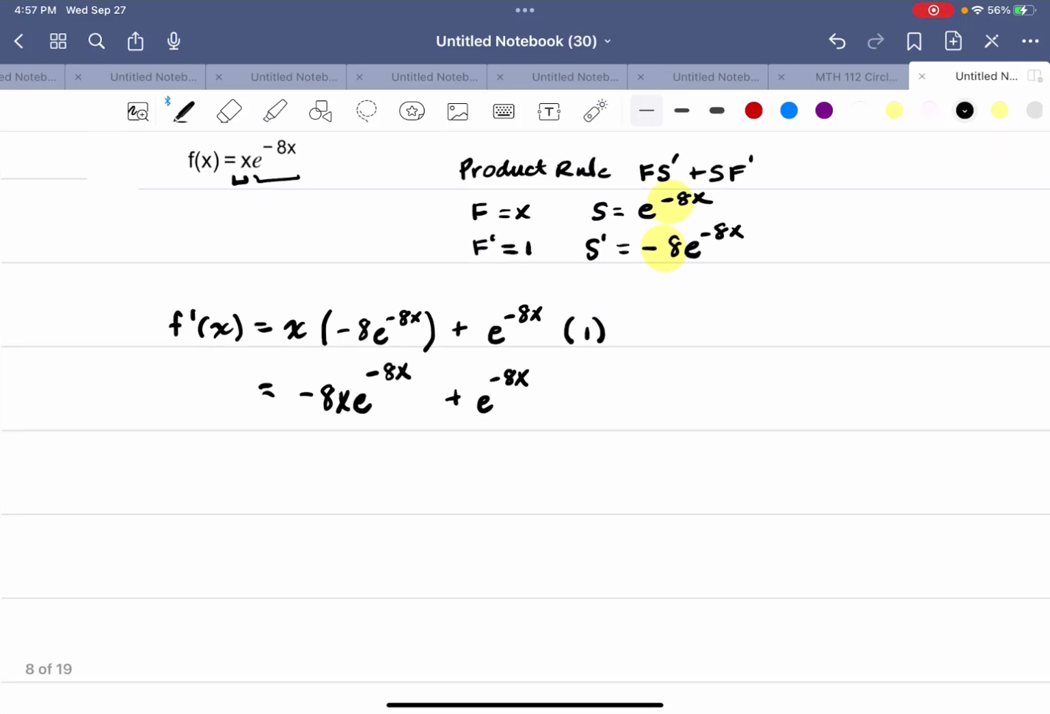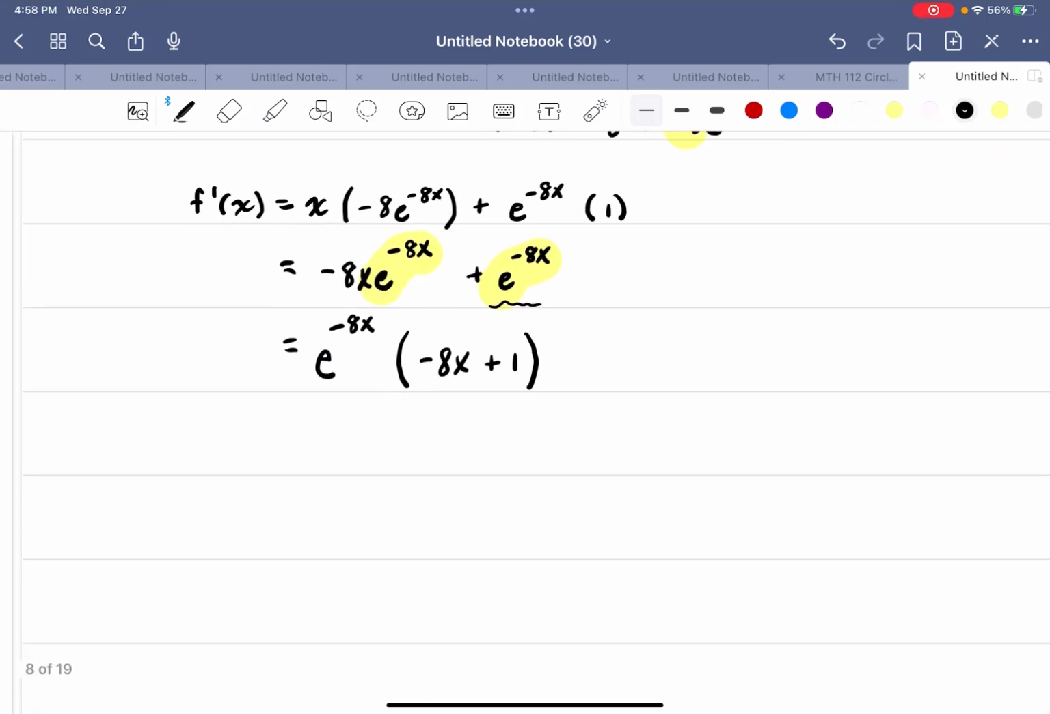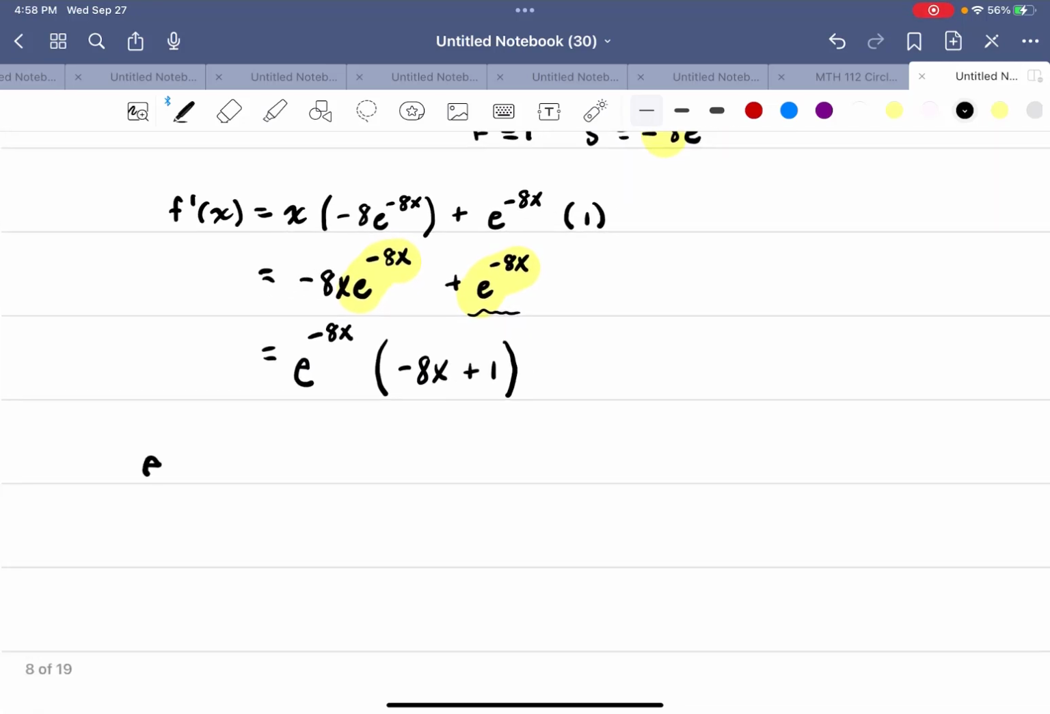Now I have a common factor of e to the negative 8x. Both of those terms have an e to the negative 8x. So I'll be left with negative 8 times x plus 1, since I factored out this entire term. So now we're going to set each of these factors equal to 0. e to the negative 8x is 0, and negative 8x plus 1 is 0.